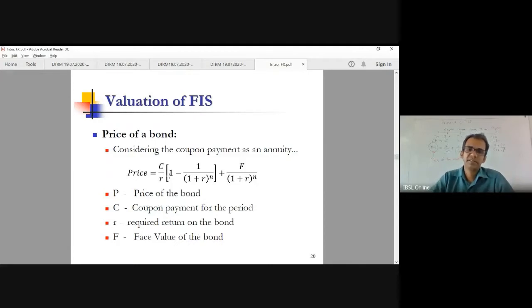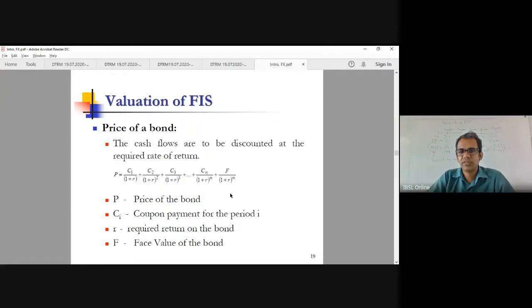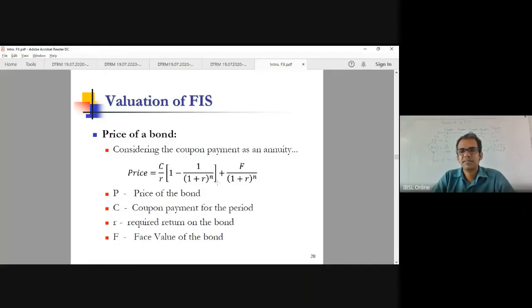The first part is the present value of all coupons, and the second part is the present value of the face value that you receive at the end of n number of periods. This first part is coming from the annuity equation. Instead of this series, when all coupons are the same amount, you can consider this cash flow series as an annuity. Then you know how to calculate the present value of an annuity. This first part is that. The second part is the present value of the face value.